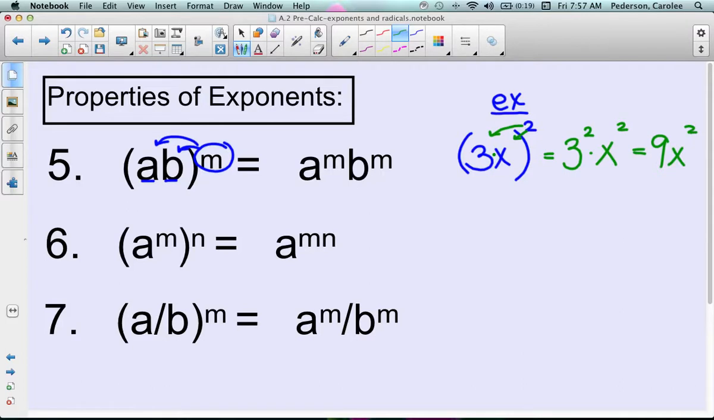Property 6 is what we call the power to a power rule. It has a power raised to another power. So what you do is you multiply those powers together. An example would look like this.